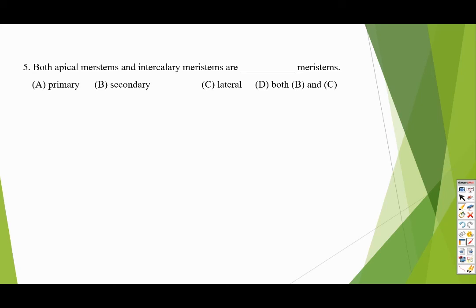Both apical meristem and the intercalary meristem. Okay, both apical meristem and the intercalary meristem are your primary meristems. Primary meristems. Moving ahead, the next one.